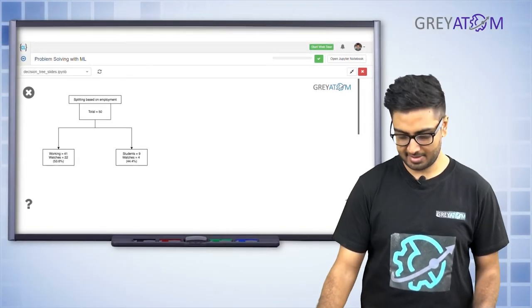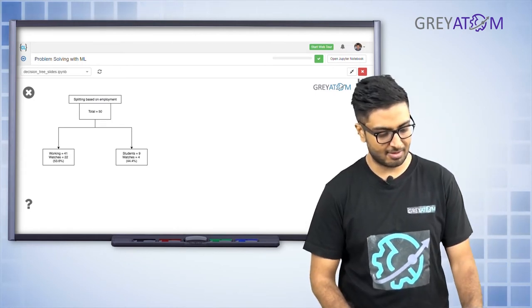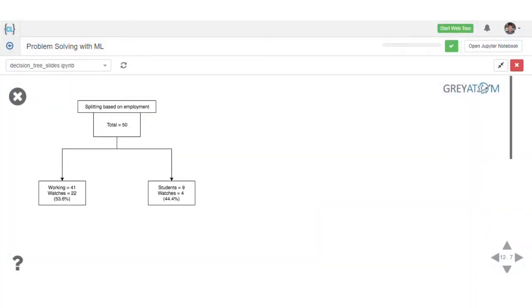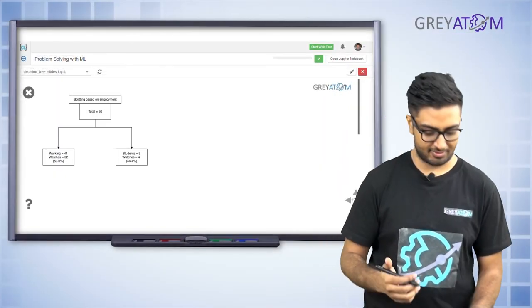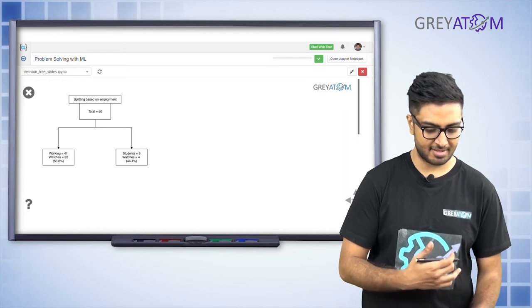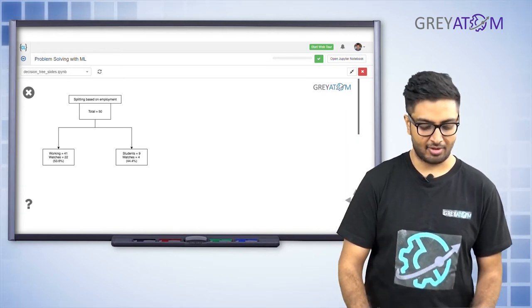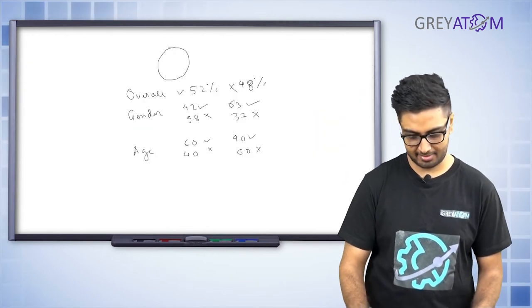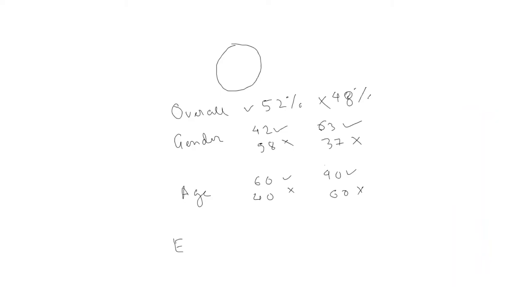Now let's look at how the splitting based on employment looks. Again, out of those 50 people, 41 people are working, 9 people are students, and of them 22 people out of those 41 people have watched the movie. Out of 9 students, 4 people have watched the movie, 5 people have not. So 53.6% of the working professionals have watched the movie, 44% of the students have watched the movie, right? Note that down. Have watched the movie, that means 47 have not watched the movie, and here we had 44, 56, right?